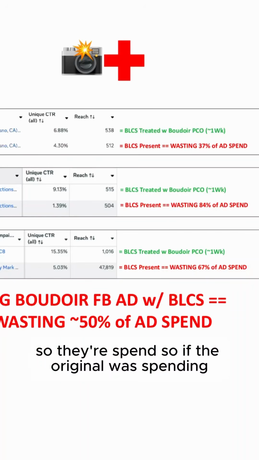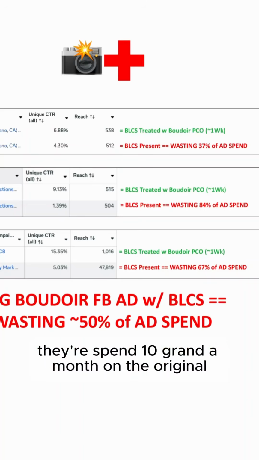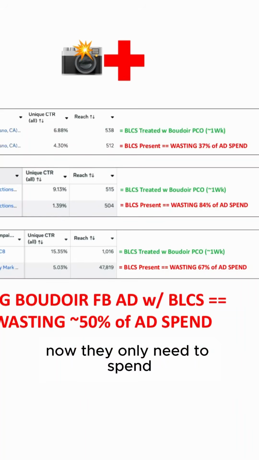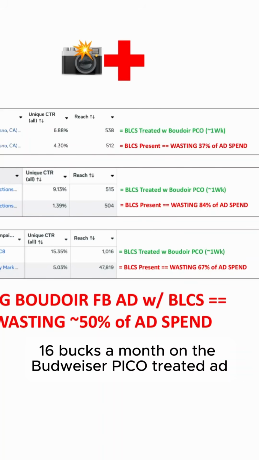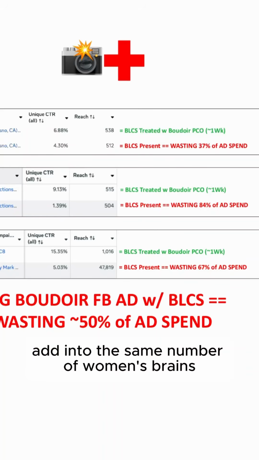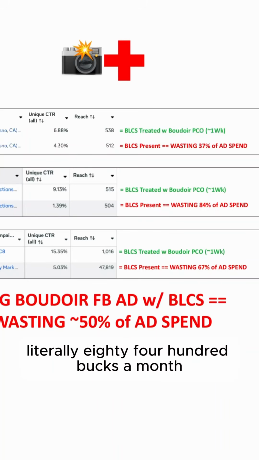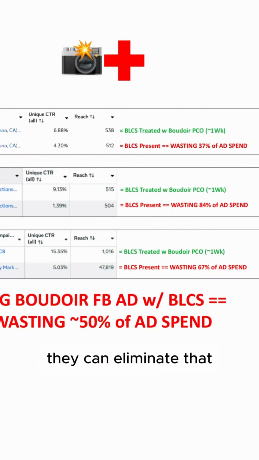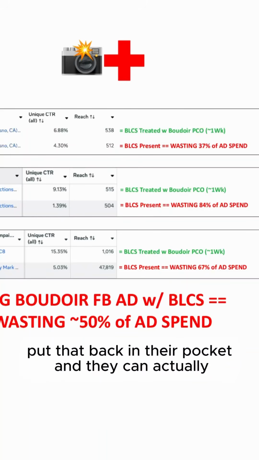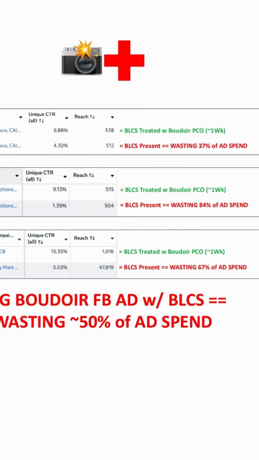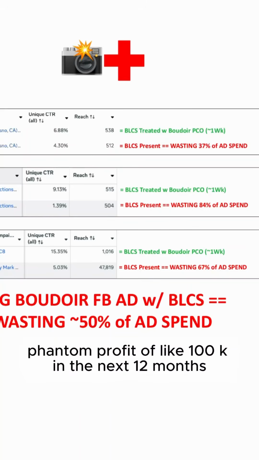So if the original was spending 10 grand a month, now they only need to spend $1,600 a month on the Boudoir Pico treated ad to get their ad into the same number of women's brains in both scenarios. So they can eliminate literally $8,400 a month. Every single month is being wasted. They can eliminate that, put that back in their pocket, and they can actually profit, like bonus phantom profit of like 100K in the next 12 months.